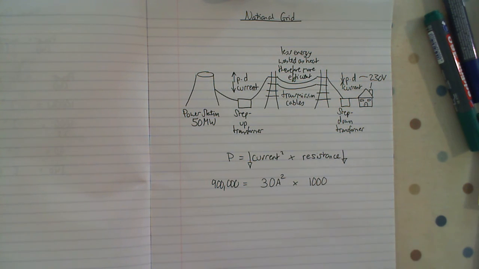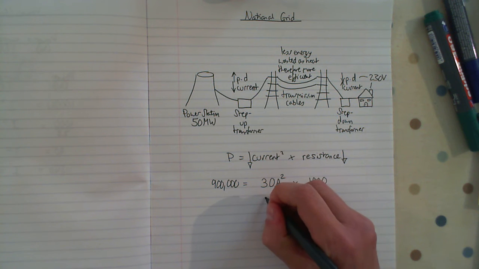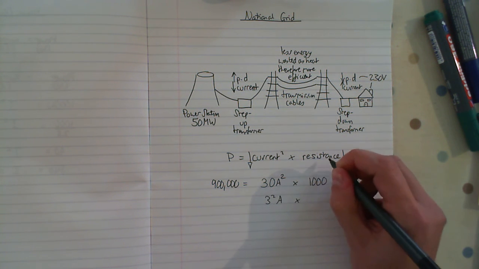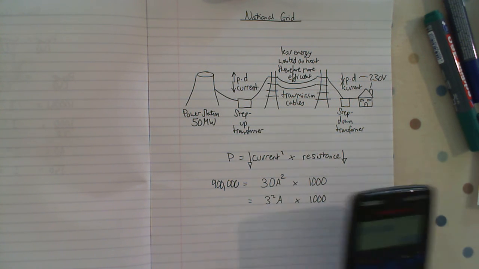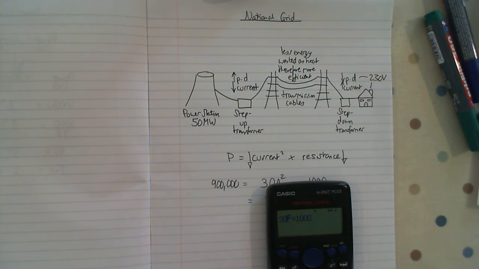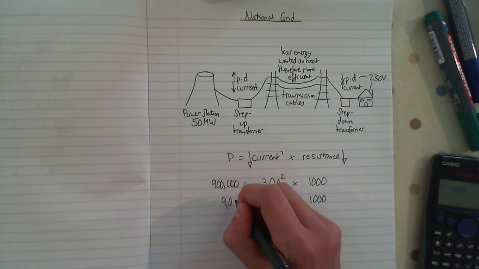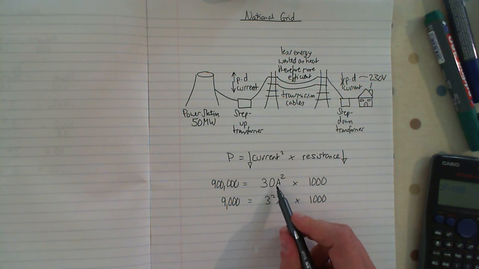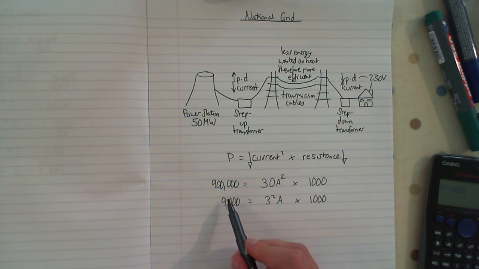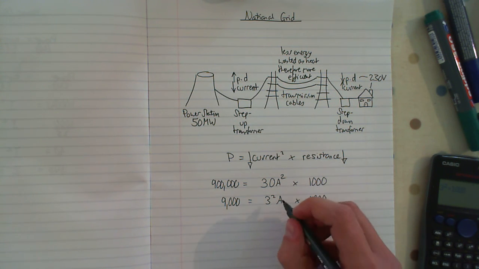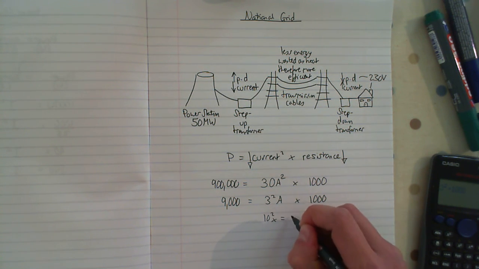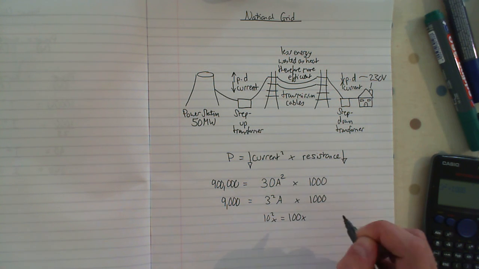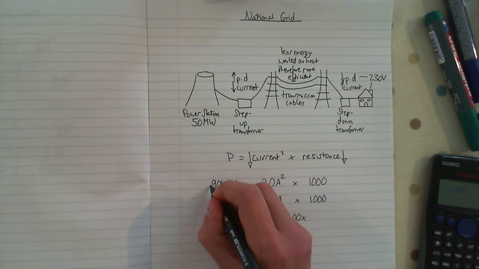900,000 watts wasted. But if we decrease that current to 3 amps, the resistance of the cable stays the same, so times by 1000. How much have we got wasted this time? So just change my calculation from earlier. Instead of 30 squared, now I've got 3 squared, we've only got 9,000 watts wasted. By decreasing the current by a factor of 10, we've decreased the power wasted by a factor of 100, because 10 squared equals 100.